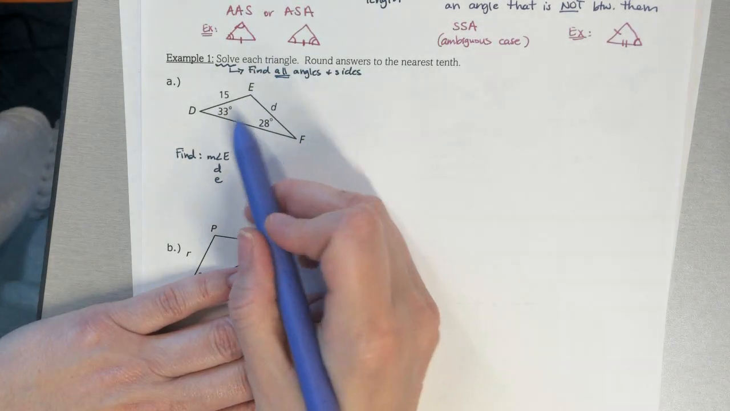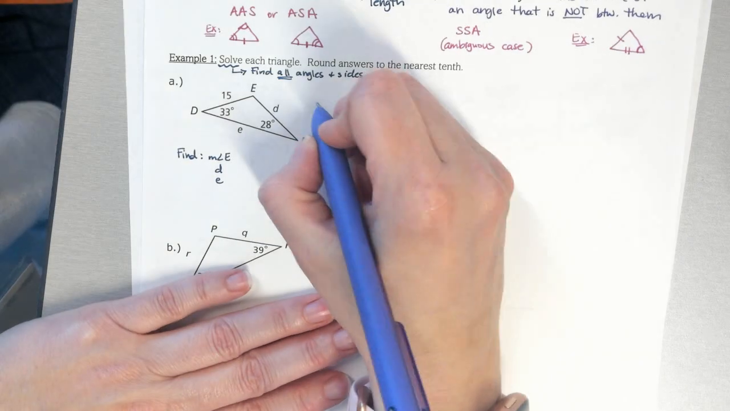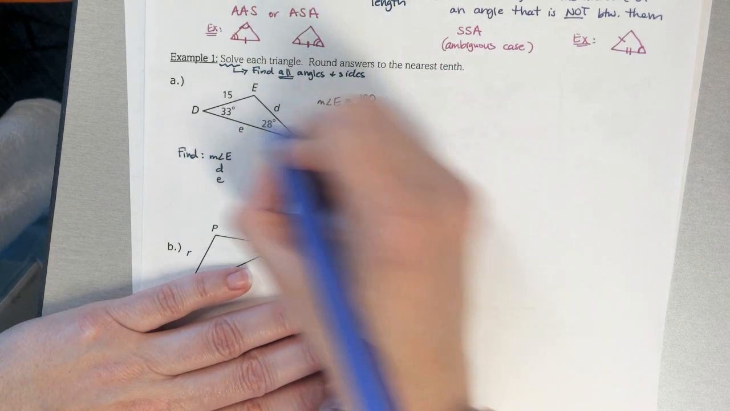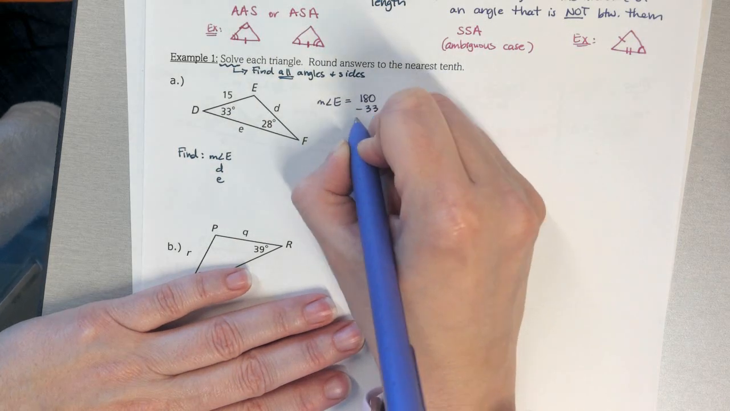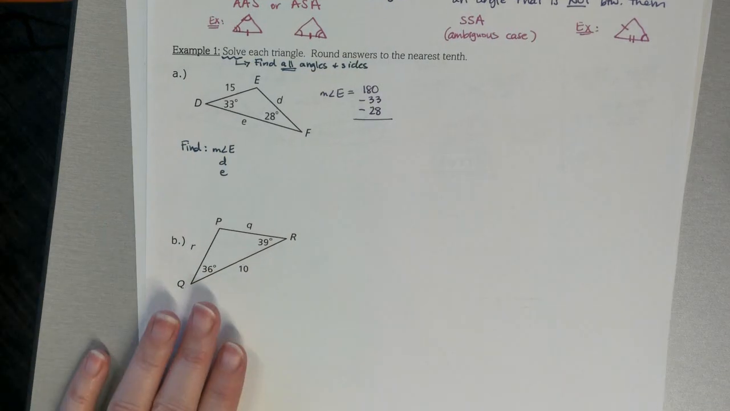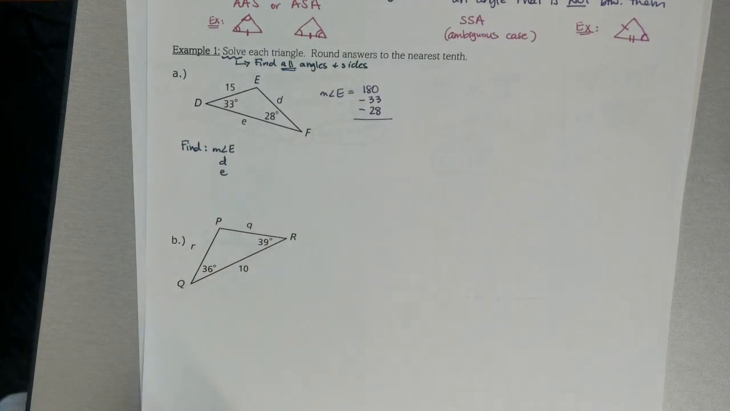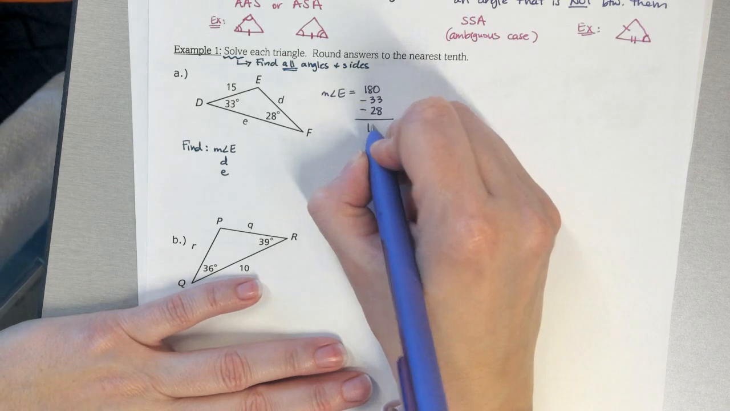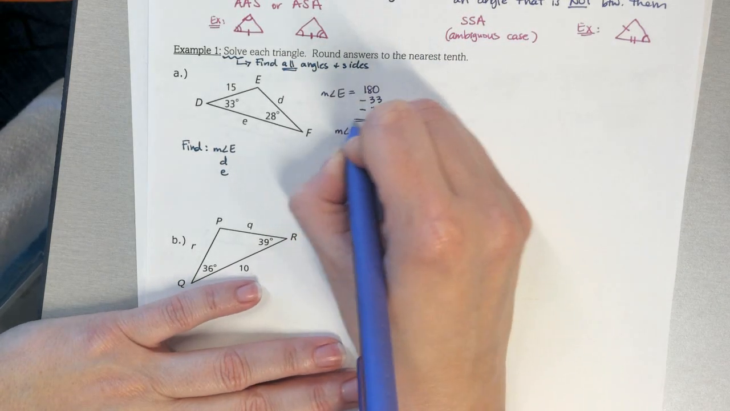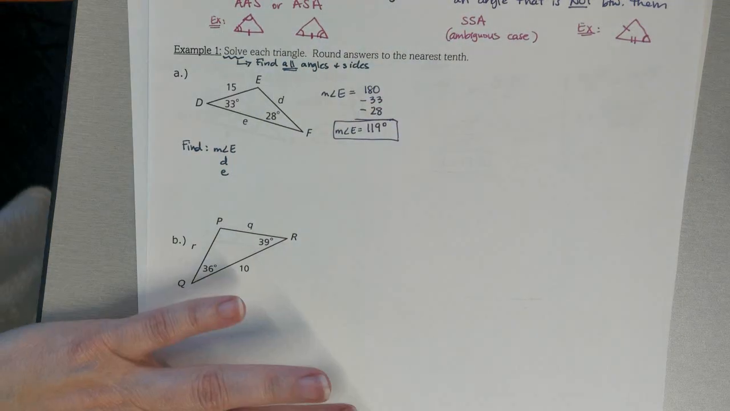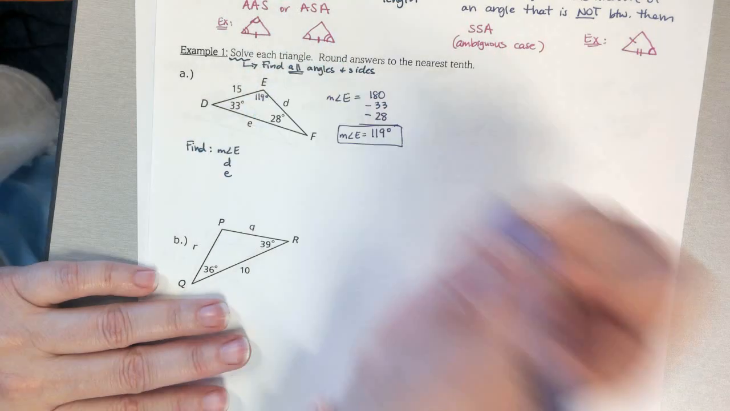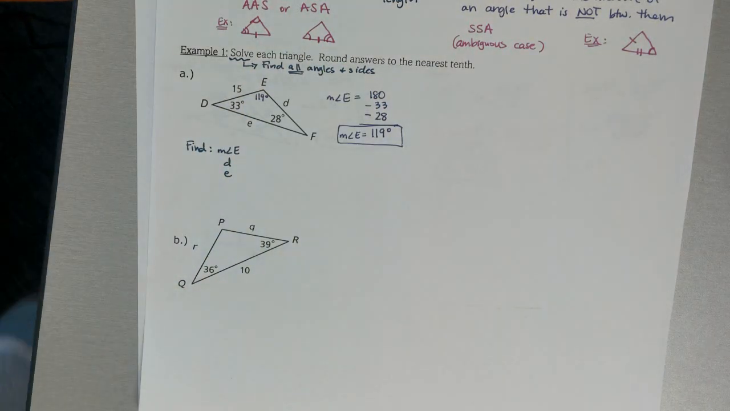Okay, so if all the angles equal 180, to find the measure of angle E, all we have to do is take 180 and subtract 33 degrees and subtract 28 degrees. So if you have two angles, I would highly recommend that your first step is to find the missing angle. Okay, so you'll get 119 degrees. Great, so we just found the first one on our list. If you guys want to draw it in your diagram, you can. You don't have to.